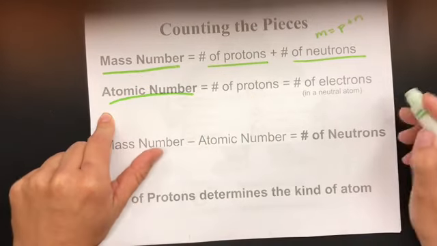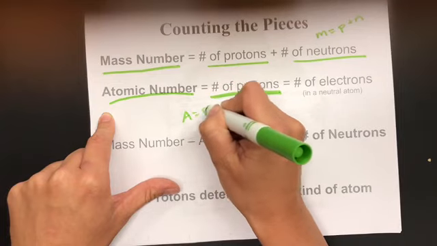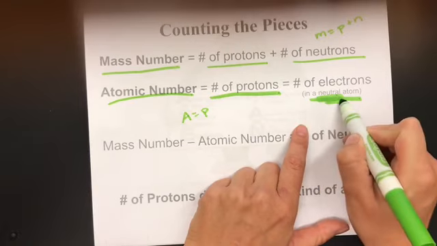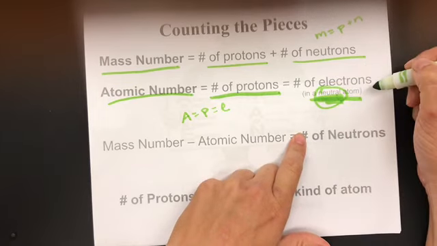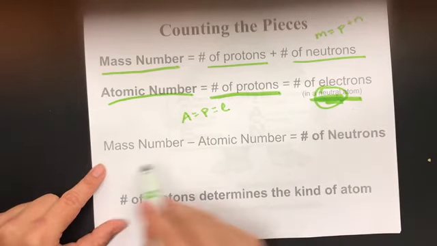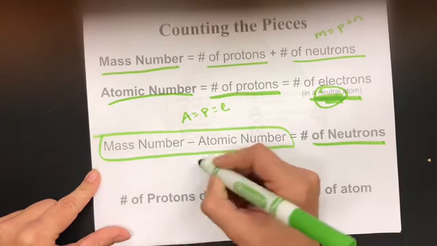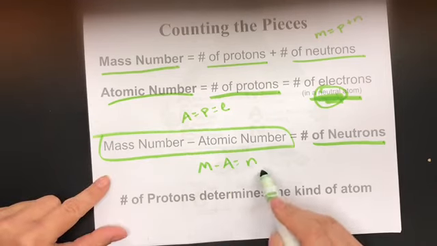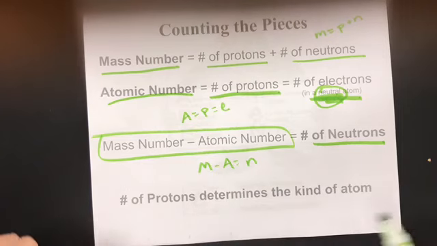Okay, atomic number is equal to protons. So atomic number equals protons. A equals P. Now, in a neutral atom, only a neutral atom, it also equals electrons. In a neutral atom only. Okay, we're going to talk about what the heck that means later. All right. Now, to get the number of neutrons, you're going to do mass minus atomic. So you can just do M minus A equals N. M minus A equals N. Okay? M minus A equals N.